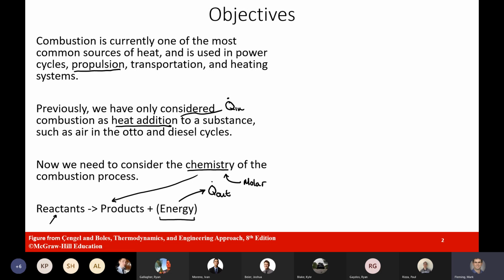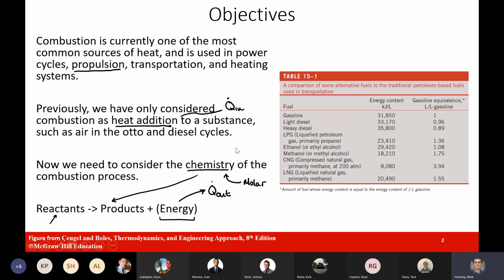So again, molar analysis in applied thermo is very, very important. And so before we get started, I wanted to just point out some fuels. So not all fuels are going to be the same. The amount of energy that we get from each fuel is going to depend on the chemical structure. And so I thought I'd start us off by just taking a look at some different fuels.